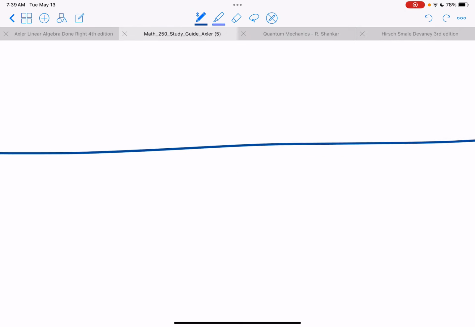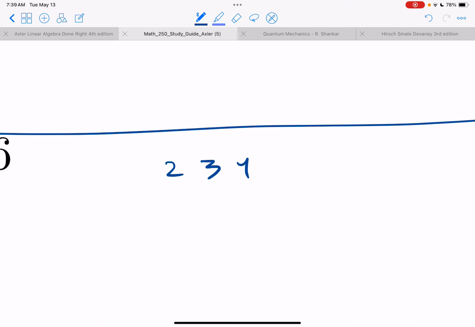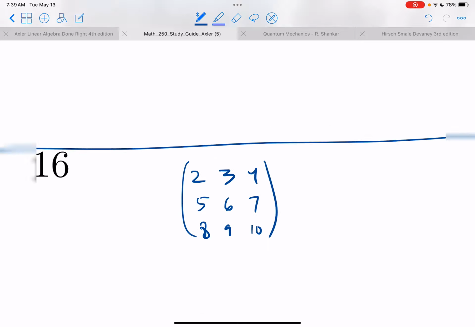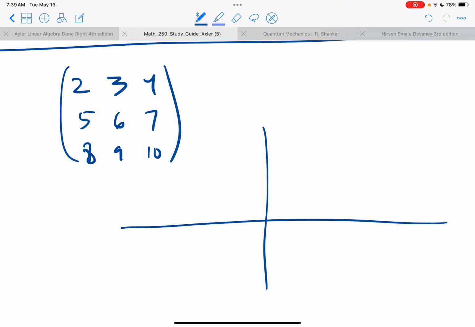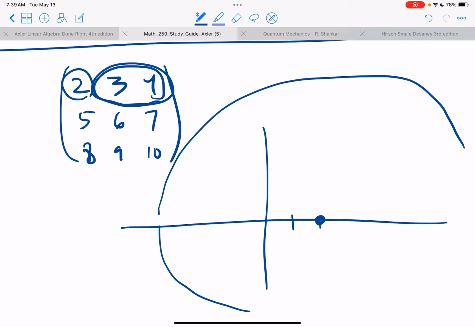And then what's the idea? So let's say our matrix was like 2, 3, 4, 5, 6, 7, 8, 9, 10. Then we have 3 Gershgorin disks in the complex plane. The first one is centered at 2. That's the center. And the radius of the disk is 7. Okay, so there's a big disk here centered at 2 of radius 7.